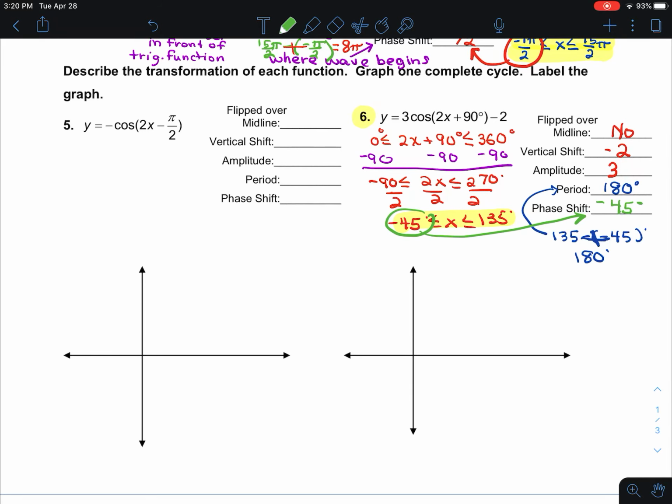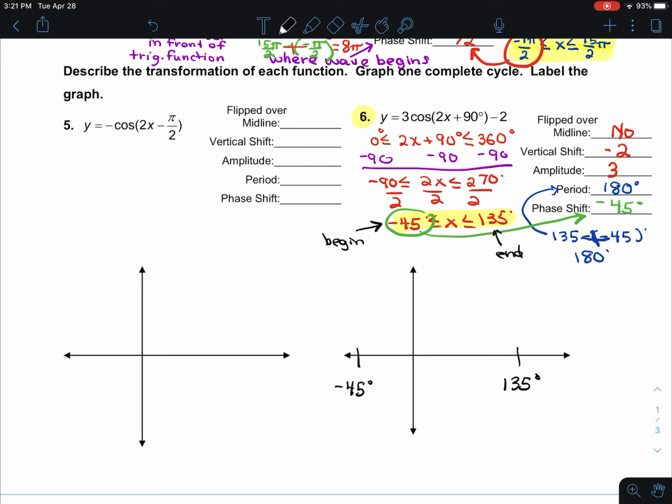Okay, now this one, I do have to graph this. Okay, so I want to use this inequality here to help me label my x-axis. I am no longer labeling my x-axis 0, 90, 180, 270, 360. I need to start over here on the negative side, -45 degrees, and then I'm going to mark over here 135 degrees as being like the end of this wave. That's the end, and this is where it begins.